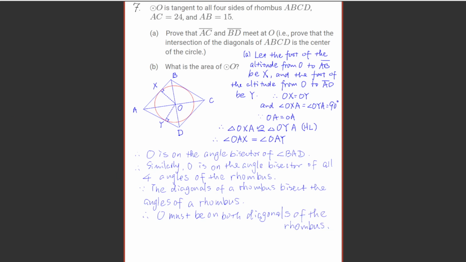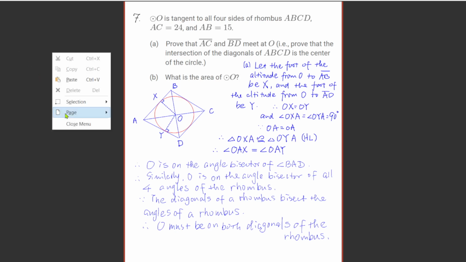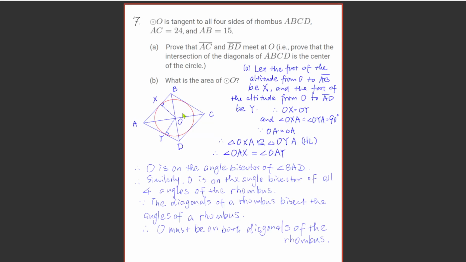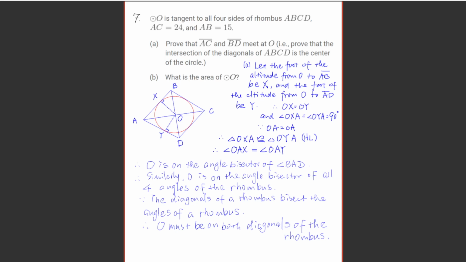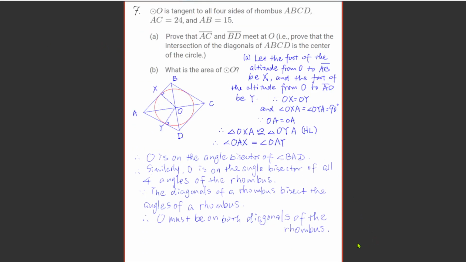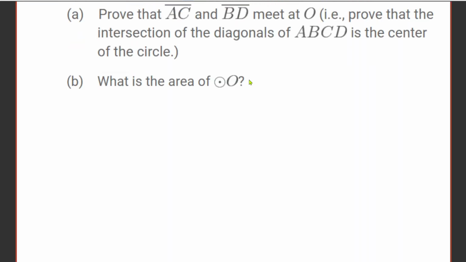Did you get it? Okay, that's the first question. And then we can consider the second part. Okay, let's erase this first. The second question asks to find the area of circle O.